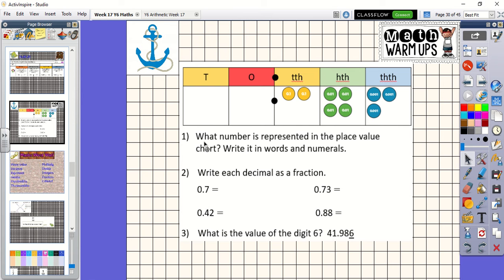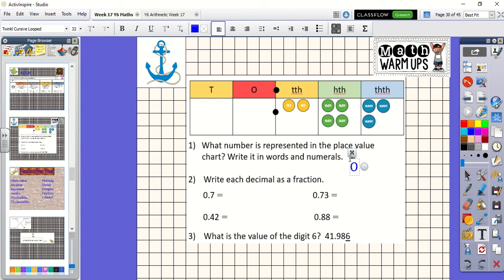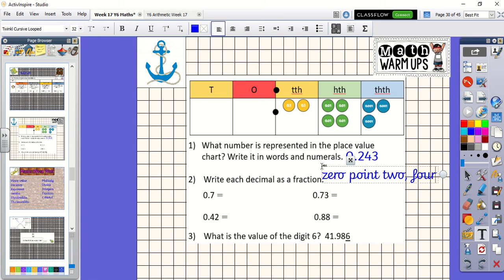Okay then, so you should have had a go at question number 1, and you should have got 0 ones, 2 tenths, 4 hundredths and 3 thousandths. So today we have got a thousandths column on, which is absolutely no problem at all. And to write that in numerals, it would be 0.243. There we go. So you literally write it as you would say it.